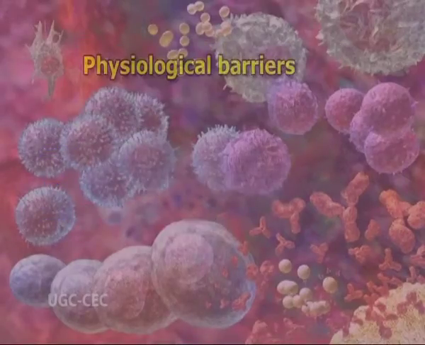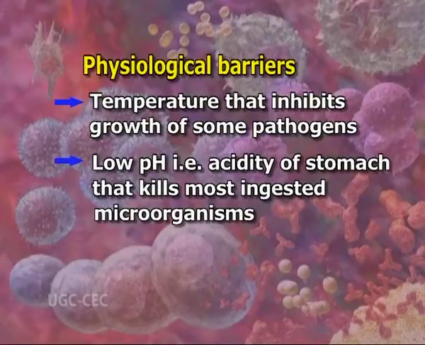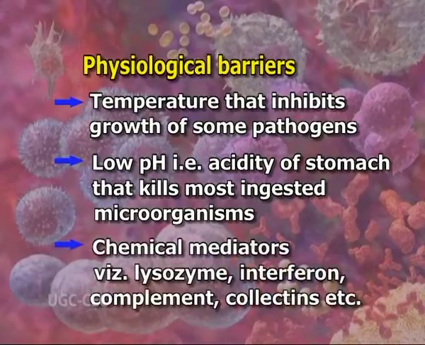Physiologic barriers include temperature that inhibits growth of some pathogens, low pH, that is the acidity of the stomach that kills most ingested microorganisms, and chemical mediators like lysozyme, interferon, complement, galectin, etc. that mediate defense by various mechanisms.